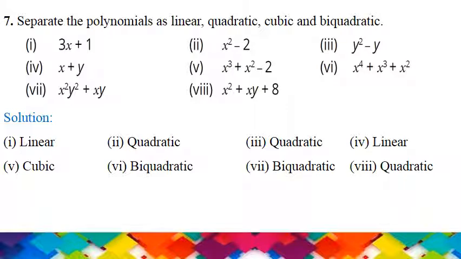In number 7, x square y square plus xy. The two terms are involved. In the first term, when we add the exponents of x and y, it becomes 4, 2 plus 2 is equal to 4. And in the second term, it becomes 2, and the highest power is 4, so it is again a biquadratic polynomial.